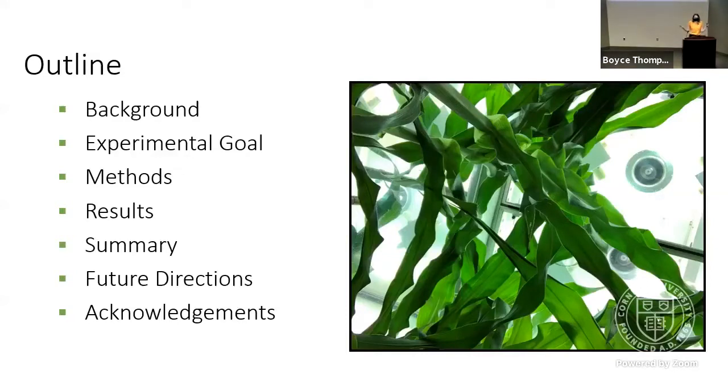So first things first, a quick little outline. I'm going to start with some background on the project and then talk about the experimental goals and then work through the methods I was using to address those goals, in addition to talking about results, a quick summary of what I learned, and then some future directions and acknowledgements. And this is maize growing in a growth chamber at BTI.